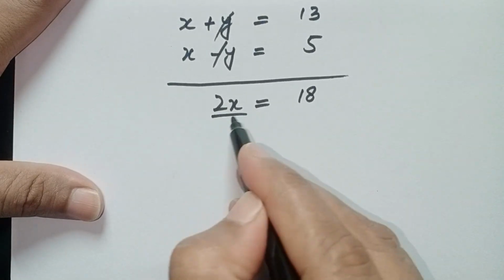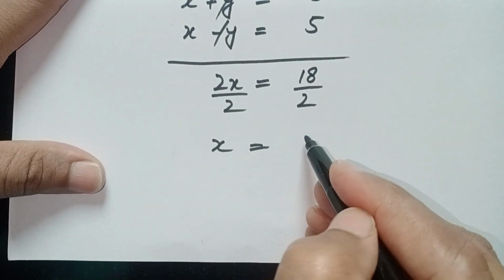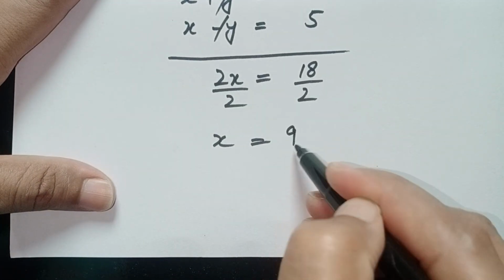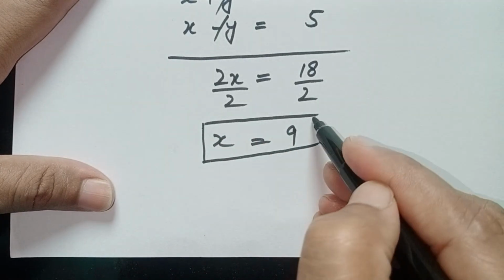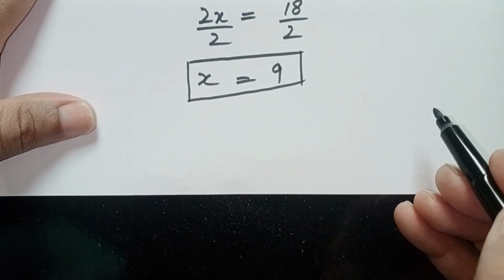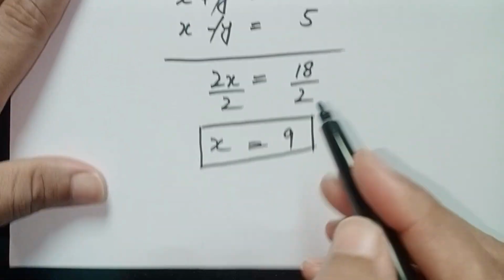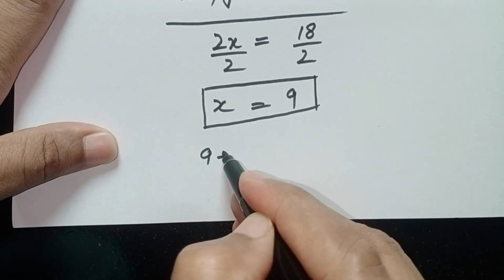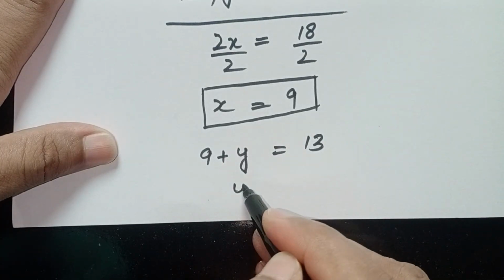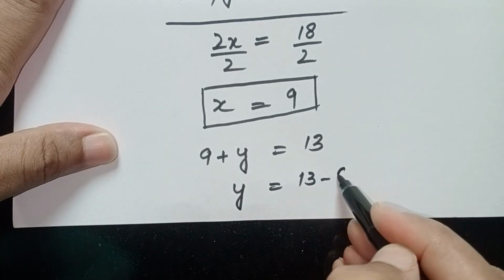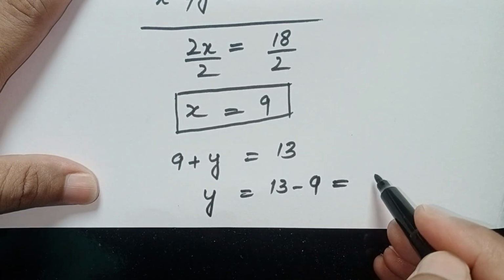So from here we will get the value of x: divided by 2 on both sides, and we will get x is equal to 9. By using this value of x, we can find out the value of y. So we will use this equation, which is 9 plus y is equal to 13. So from here y is equal to 13 minus 9, which is equal to 4.